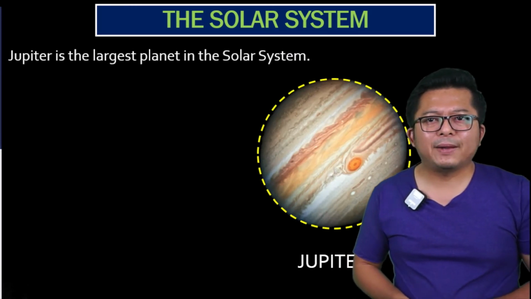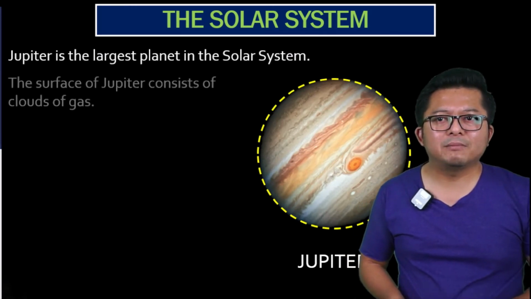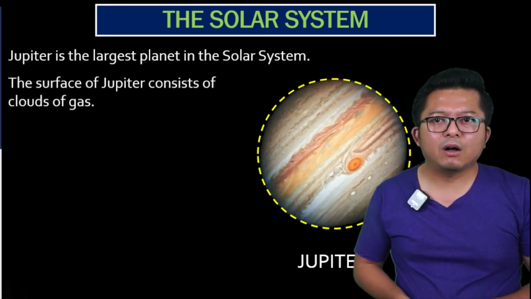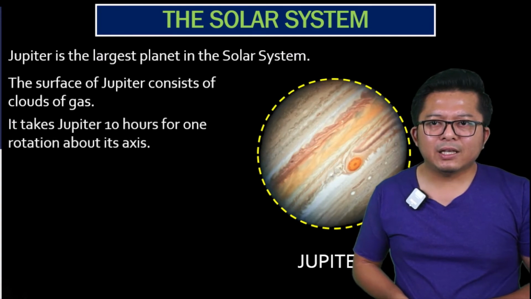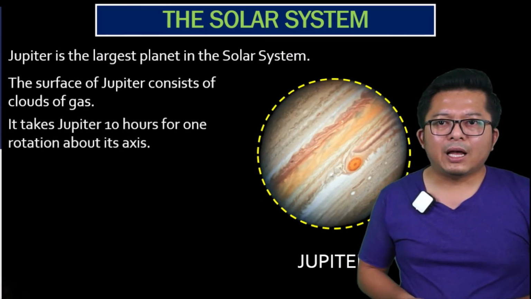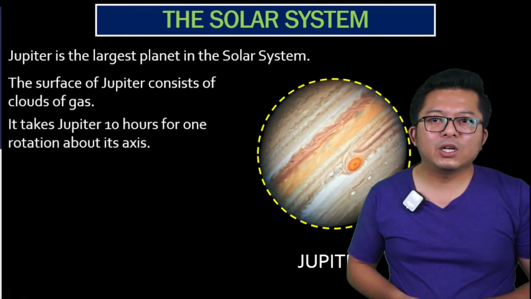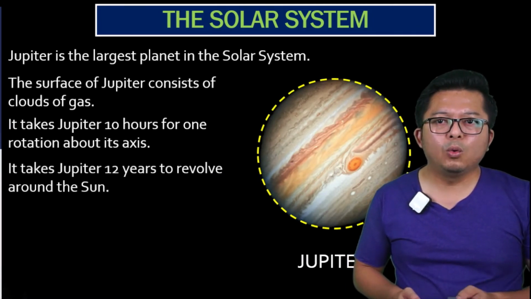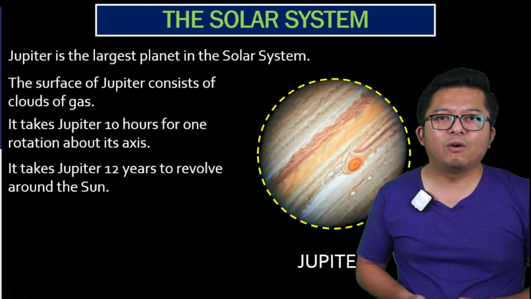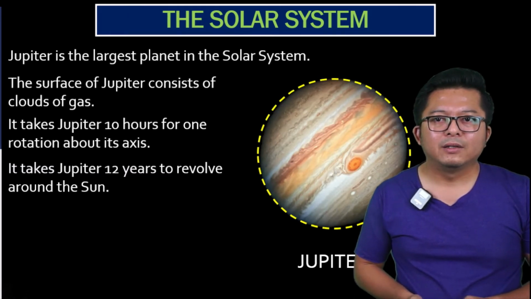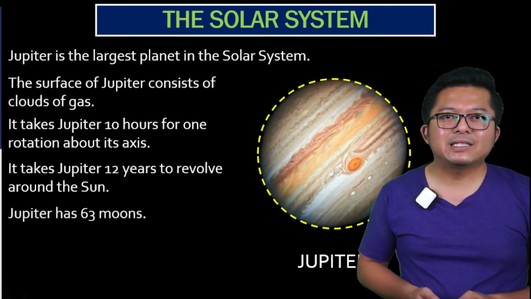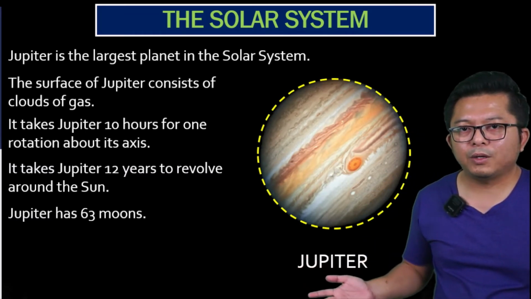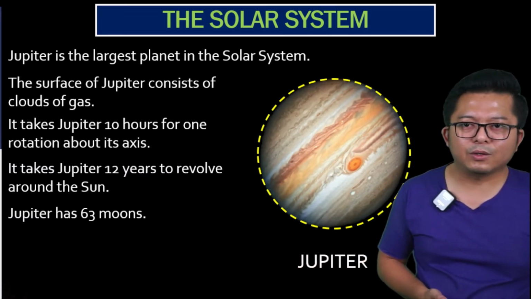Jupiter is the largest planet in the solar system. The surface of Jupiter consists of clouds of gas. It takes Jupiter 10 hours for one rotation about its axis. It takes Jupiter 12 years to revolve around the sun. Jupiter has 63 moons. So this is Jupiter. To know more about it, you can check on Google.